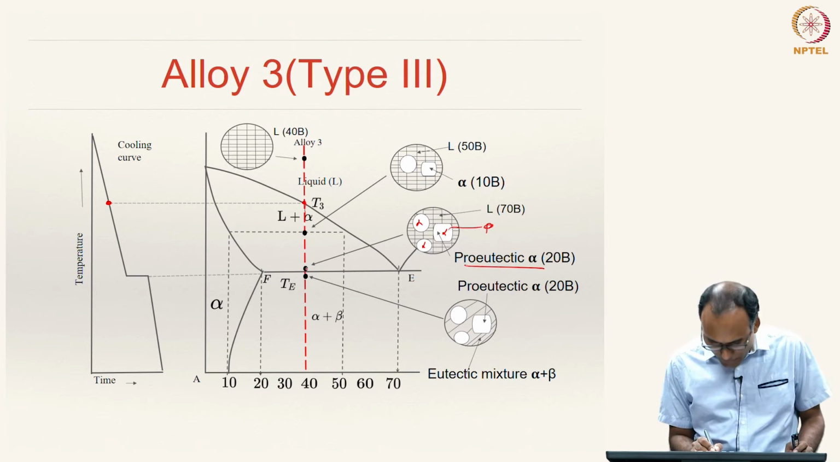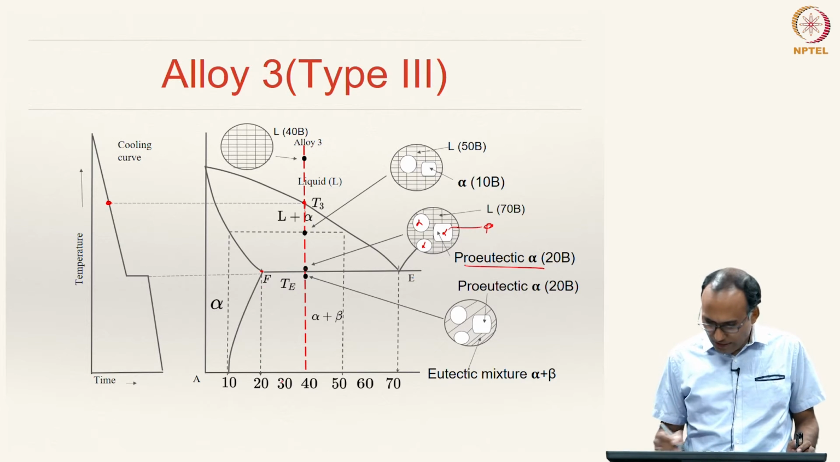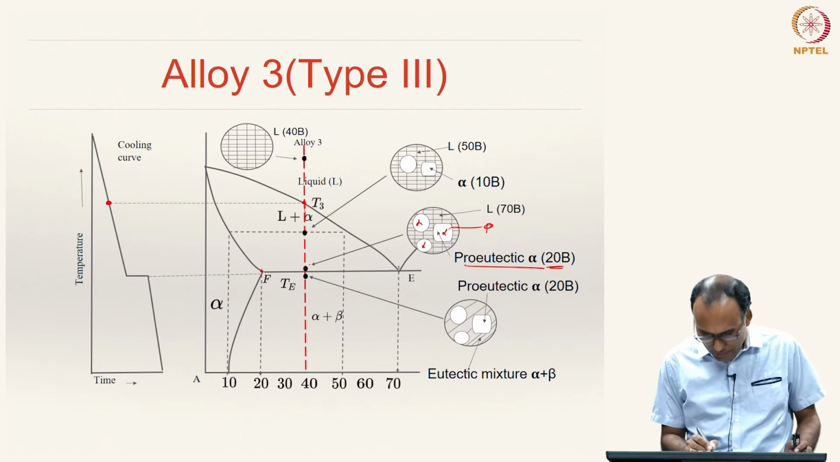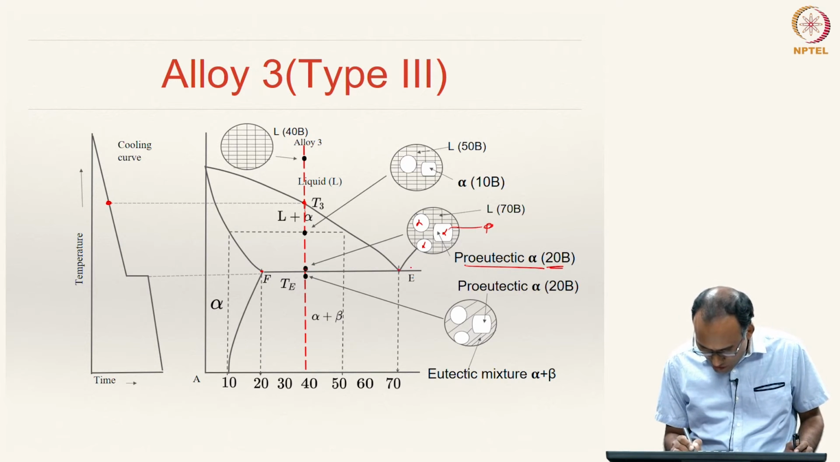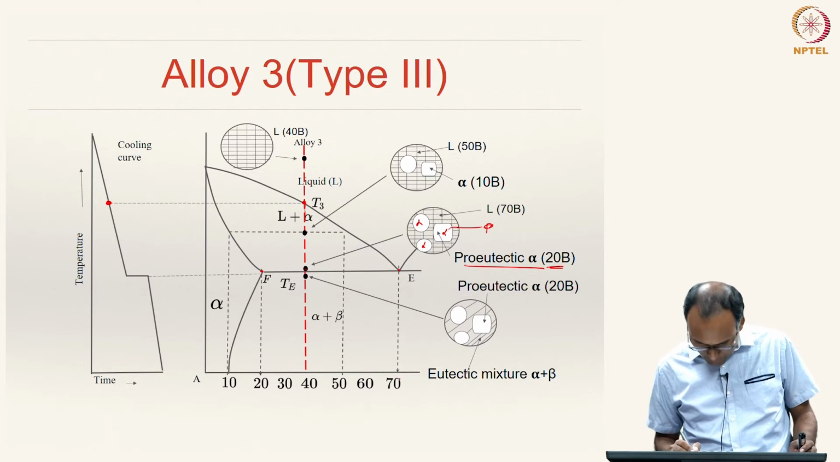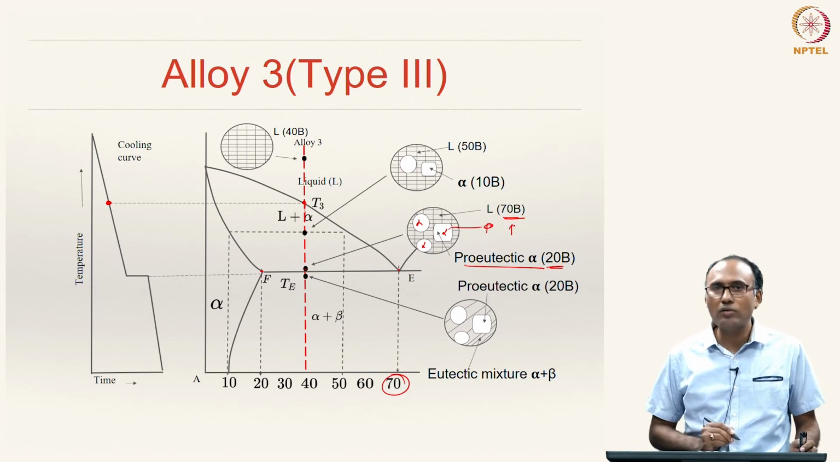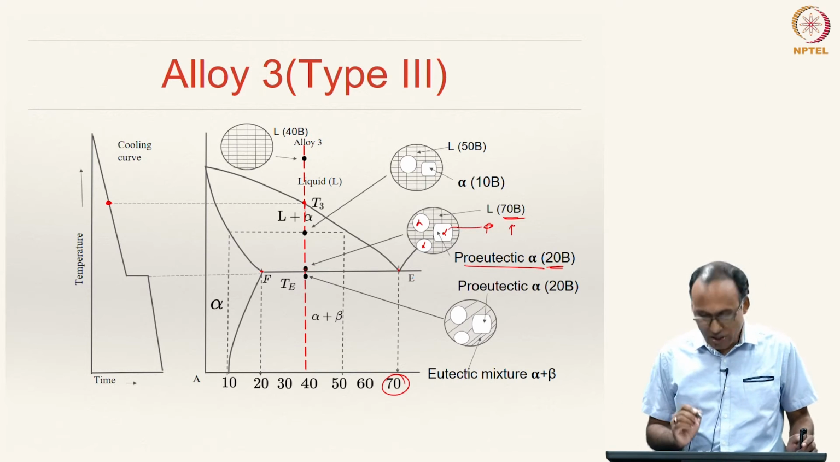If you look at the composition, draw the tie line. Here it is 20 B. That is the composition of proeutectic alpha, and the remaining liquid composition is equal to the eutectic composition, that is here 30 B. So, the liquid is 70 B, so not 30 B, 70 B. That means that is our liquid eutectic composition in this particular system.